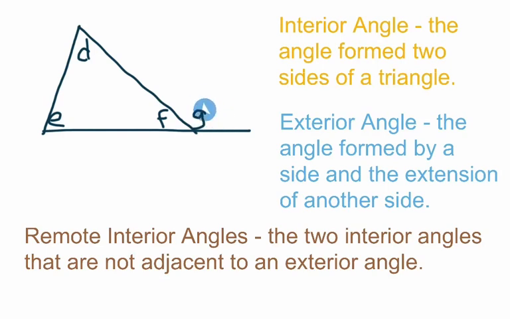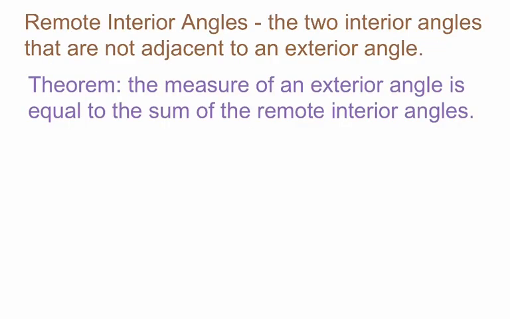So angle G is the exterior angle. The remote interior angles for angle G are going to be angles D and E. Again, the two interior angles that are not adjacent to an exterior angle. These two angles here are not adjacent to angle G, so those are called remote interior angles. So all that terminology, all those definitions to bring us to our theorem, which says the measure of an exterior angle is equal to the sum of the remote interior angles. Let's take a look at a couple examples of this theorem in practice.